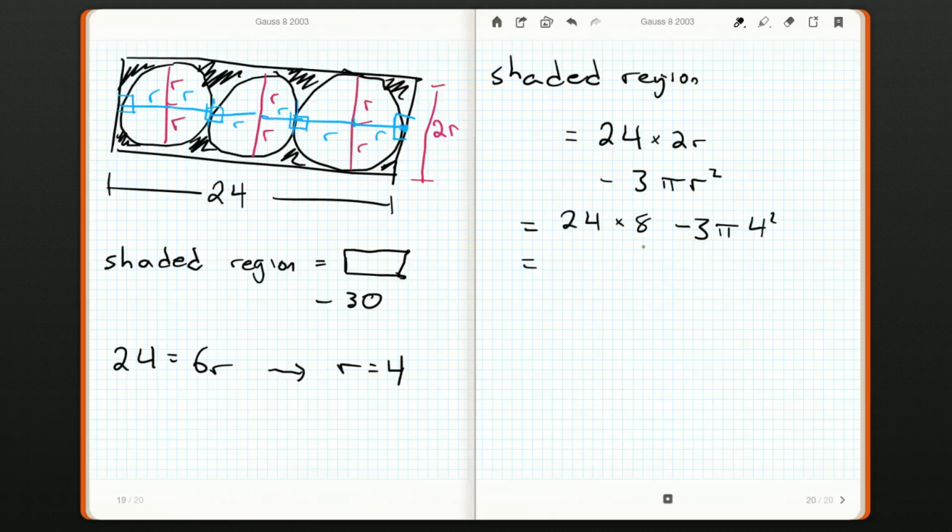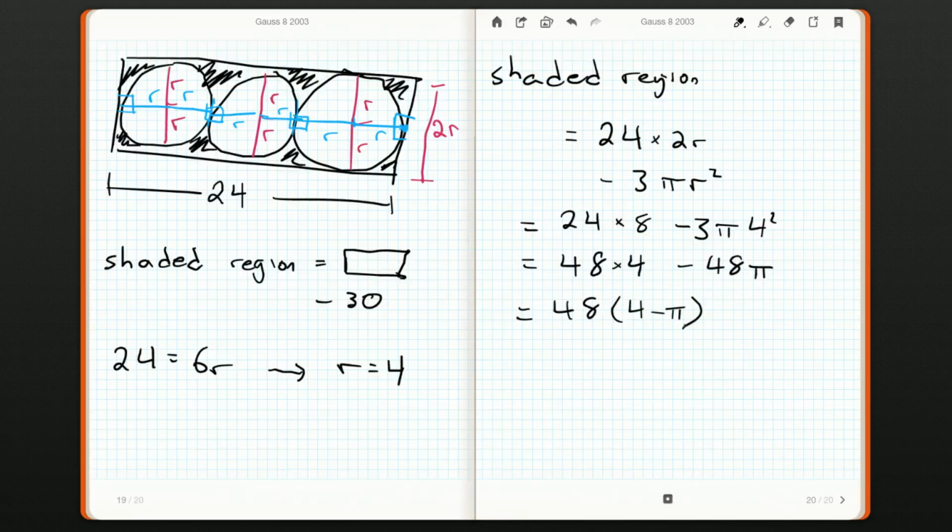So 24 times 8, that's going to be some number. I'm trying to think of it in my head right now. I want to say 112. No, that's not right. Oh, no, it is right. I'm actually going to split it up and say 48 times 4 minus 3 times 16 is 48, and that's the reason I'm doing that. Just because I'm trying to do this without grabbing my calculator as much as I can. So we got 48 times 4 minus pi.